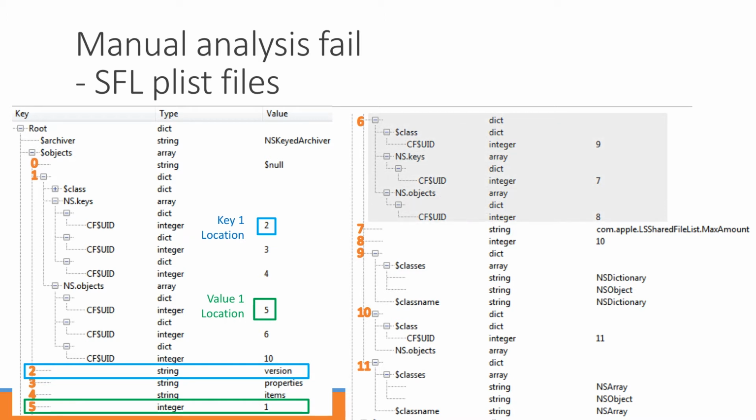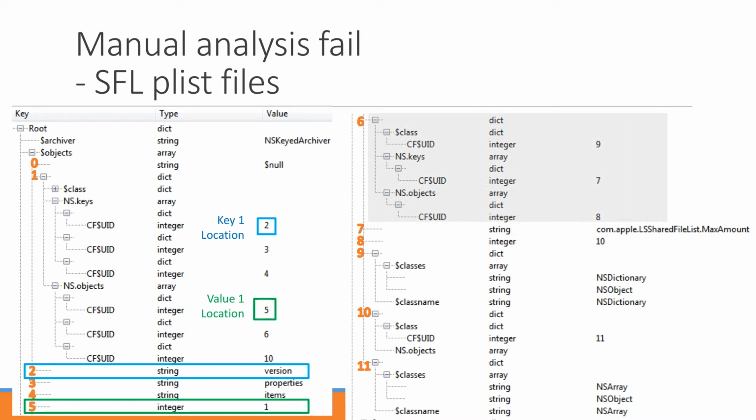And this is an iterative process. You keep doing this throughout to read this file. Not efficient for humans. Machines can do it in a split second. So if you keep reading that, the next key value pair is 3 and 6. Key represented at 3, value at 6.